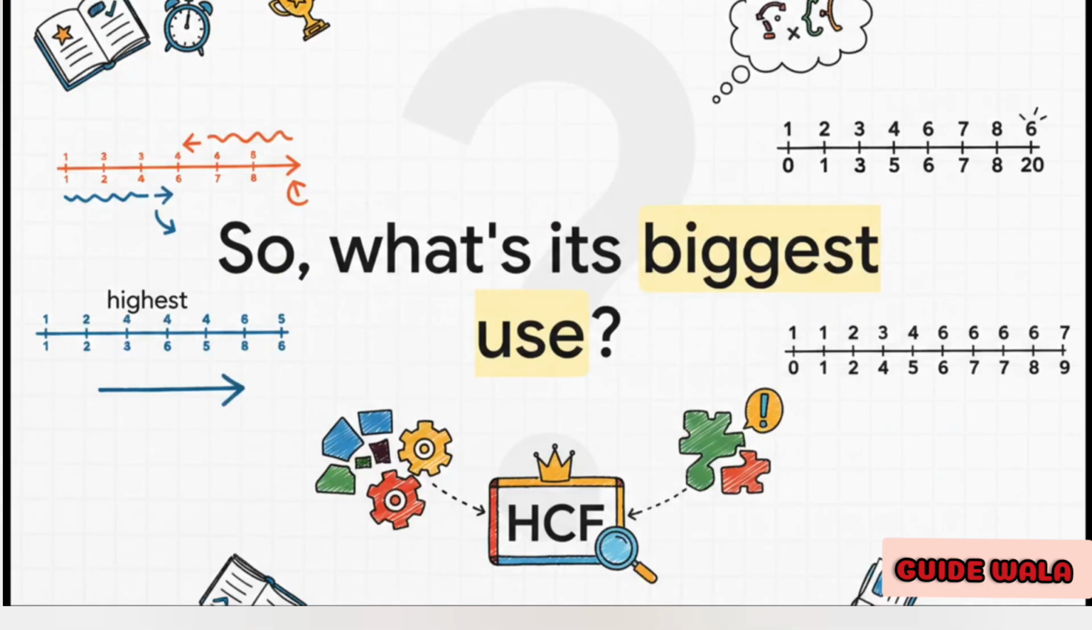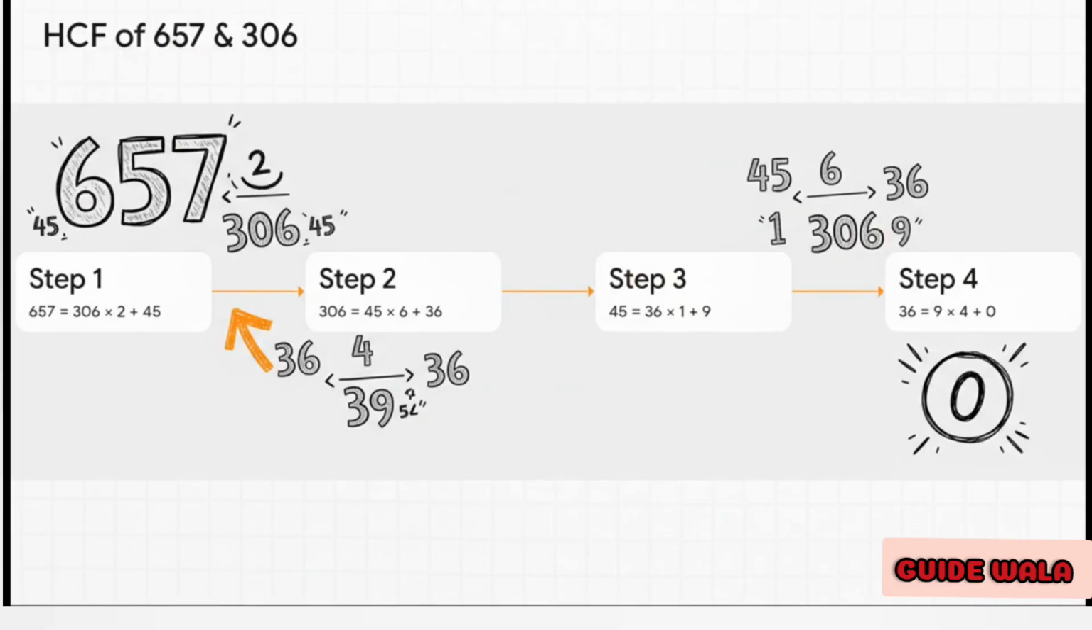So you're probably thinking, okay, cool formula, but what do I do with it? Well, its biggest use, and I mean, this is a classic exam question, is finding the highest common factor, or HCF, of 2 numbers. This is a big one, so let's break it down. Let's walk through a real example. Finding the HCF of 657 and 306.